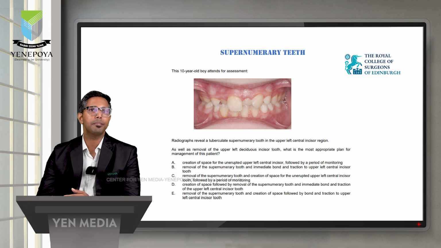See, all of this can be an answer, but creation of space followed by removal of the supernumerary teeth and immediate bond and traction of the upper left central incisor tooth is more apt looking at the age of the patient. The age of the patient is 10 years. If it was less than 9 years, the other method, that is, you will open up the supernumerary teeth, extract the deciduous and wait for some time. If it was below 9 years. Since the age is more than 10 years, this becomes a logical answer.